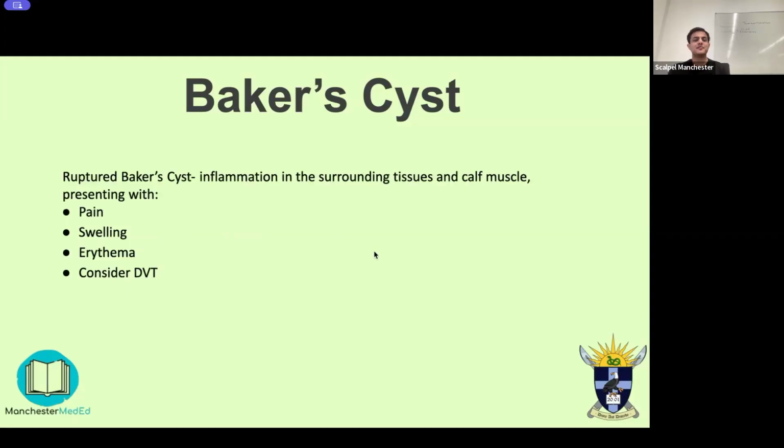Here's what it is. Ruptured Baker's cyst, inflammation in the surrounding tissue and calf muscle. So this is when you've got a Baker's cyst that's then ruptured, and you just need to be aware of it because it could be a 1 in a million PassMed question. But yeah, you get pain, swelling, erythema, and consider a DVT as well. That's quite important actually.